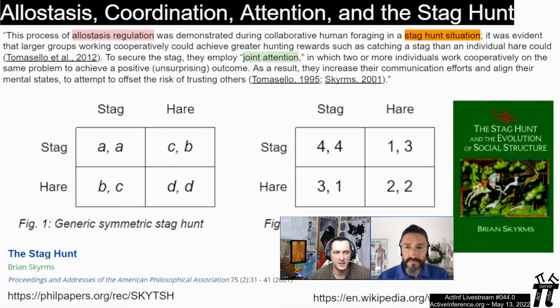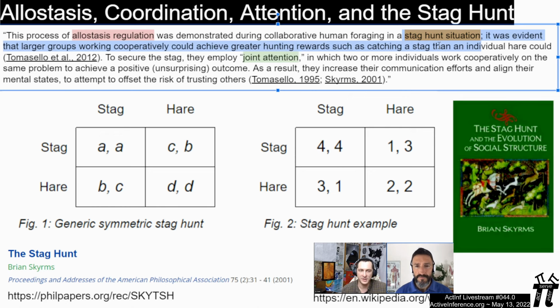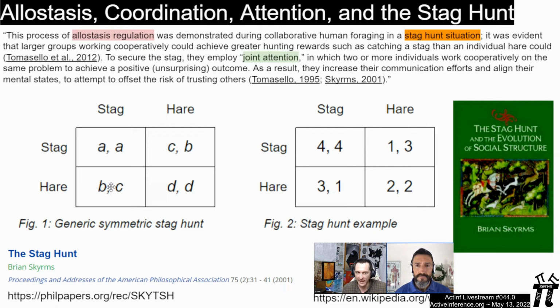One other section, just to leave a little footnote, is they wrote about allostasis, coordination, attention, and the stag hunt. So they brought together all these very cool ideas and brought it to the setting of the stag hunt, which is a classical game theory and philosophy setting. This is a matrix that can be read as a payoff matrix. There are two participants who can either choose to hunt for a hare, which has a smaller possible payoff, but one can hunt it alone. However, if they both engage in the stag hunt, the big prize, they can have a higher payoff.